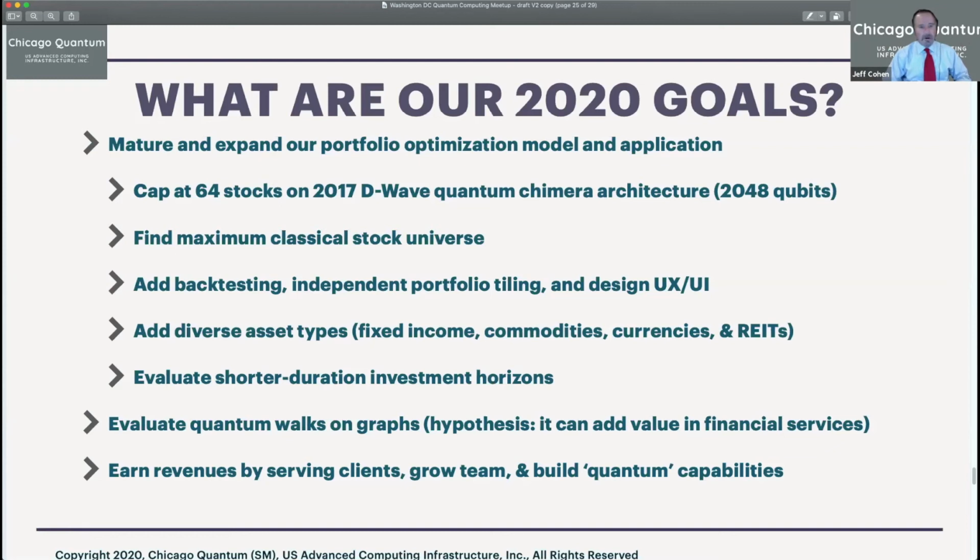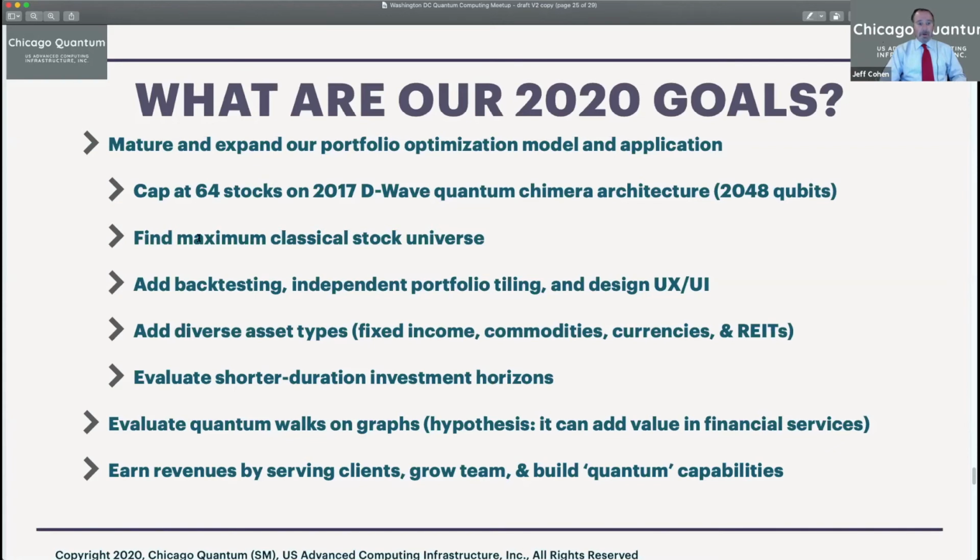Okay, so what's our goal? Our goal is to mature and expand our portfolio optimization model and application. We want it to be good enough that we get the call from a Goldman Sachs. But we also want it to be good enough that we get a call from what I call widows and orphans. Someone who's got $1,000 or $2,000 they want to invest, and they just want to not spend very much money, but they want to have us take a look at what they're thinking. We're also looking at adding different asset types, adding backtesting, independent portfolio tiling.